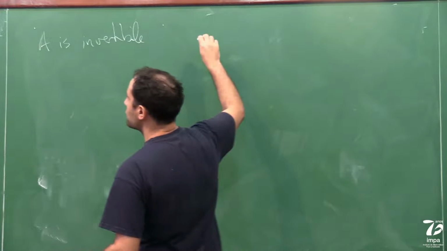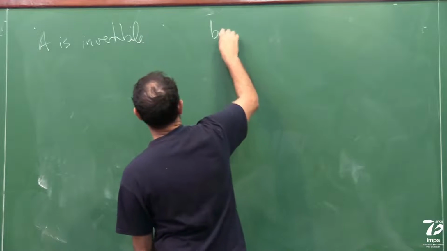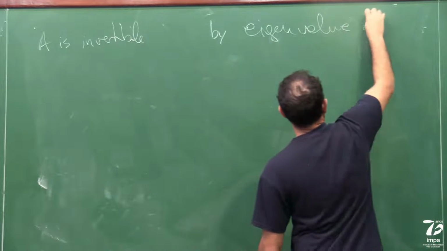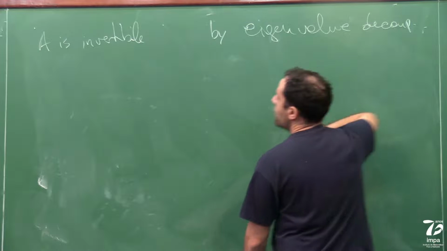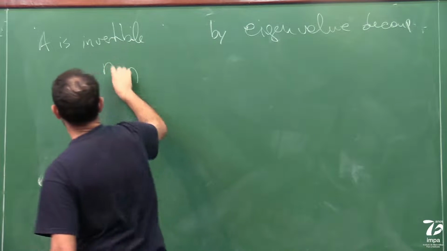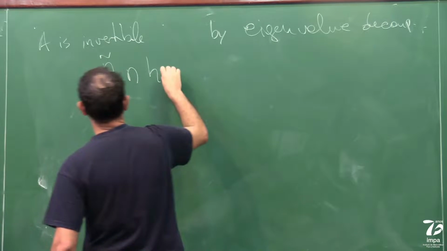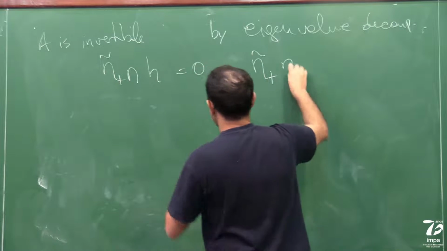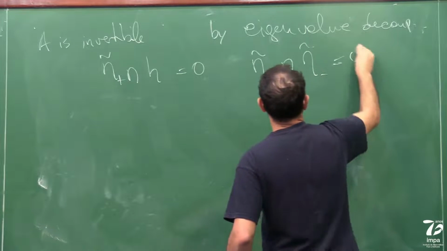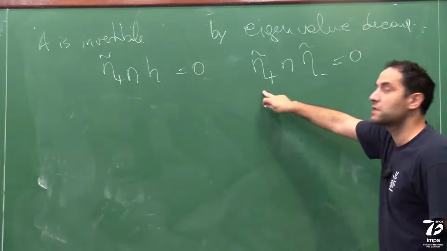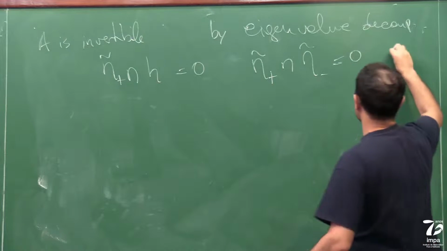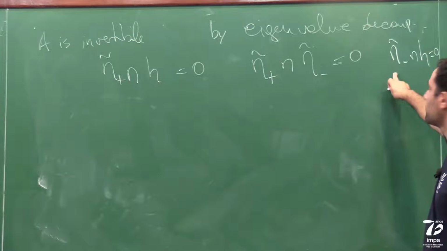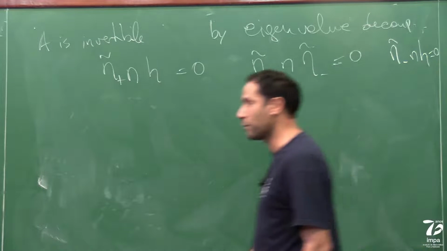So now by the eigenvalue decomposition, we know that the intersection of n plus with h, which is the eigenvalue 0, is 0. The intersection of n plus with n minus is 0, because these are positive eigenvalues and these are negative eigenvalues, and the intersection of n tilde minus with h is 0, because this is eigenvalue 0 and this is a negative eigenvalue. So the sum is direct, and we proved the theorem.